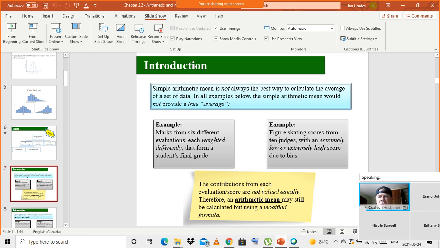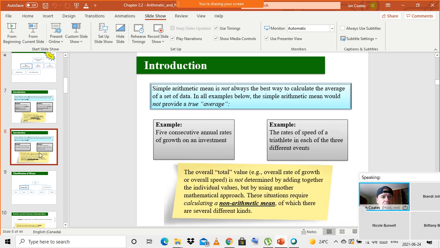The contributions from each evaluation score are not valued equally, therefore a simple average just wouldn't work. Okay, we've got to modify. Okay, some more examples here.